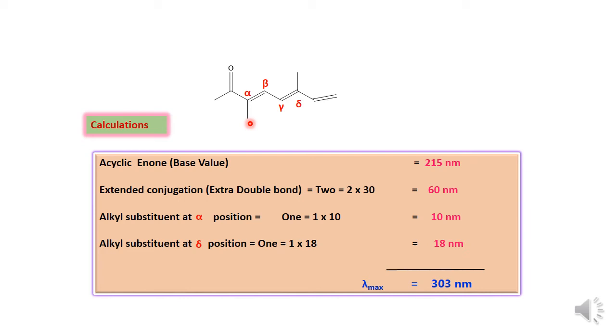gamma, delta. Now we know how to give the positions. The alpha carbon is that carbon which is next to the carbonyl carbon. So this is the carbonyl carbon, and this carbon is the alpha carbon because it is next to the carbonyl carbon. Alpha, then beta, then next is the gamma carbon, and this one is the delta carbon. So looking at the compound, you will find that it is the acyclic enone, and for acyclic enone, base value is 215 nanometer.